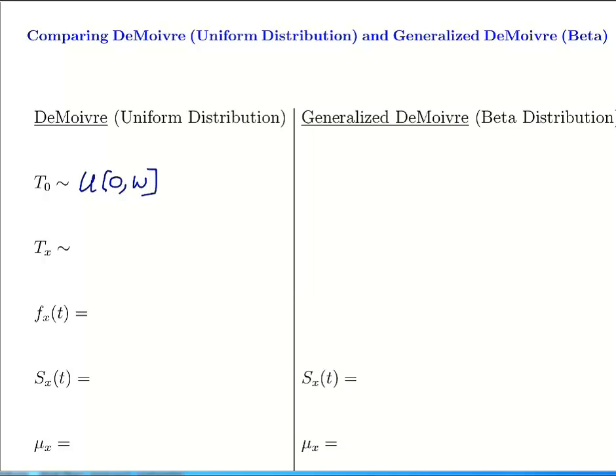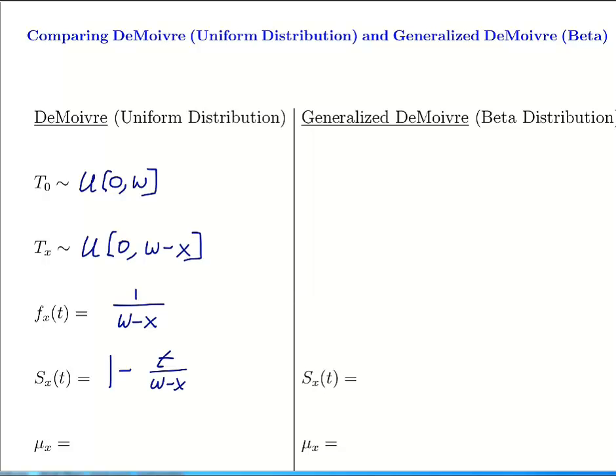And we saw in class that this implies that for an X-year-old, the future lifetime will also be uniformly distributed, but now the future lifetime would be at most omega minus X years. Our knowledge of the uniform tells us that the density is just going to be 1 over the length of the interval. So for an X-year-old, it would be 1 over omega minus X. And the survival function is going to be 1 minus T over omega minus X.